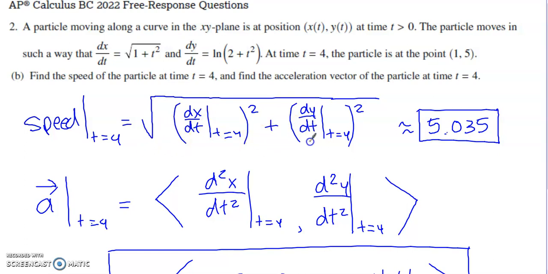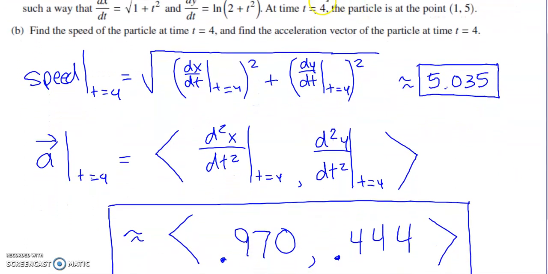So that's a formula that you're also likely familiar with, and if you evaluate this on the calculator, after plugging 4 in place of the t's in those bits of given information, you should end up with a speed of 5.035. You're also asked to find the acceleration vector of the particle at time 4.